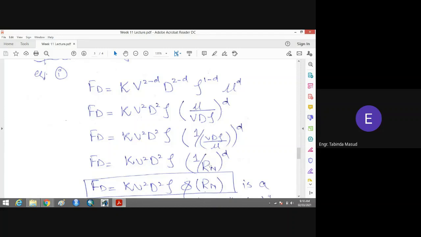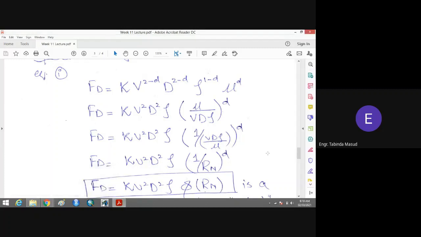And we have to derive that. For the time being, we will write that drag force is equal to K into square of V into square of D into density into a function of the Reynolds number. This term, we don't know exactly what it is, but we know that it shows us something about the function of the Reynolds number.